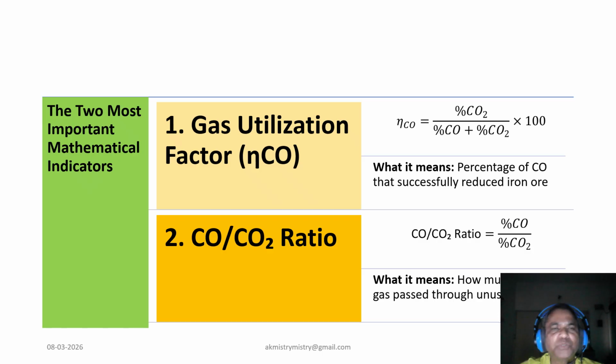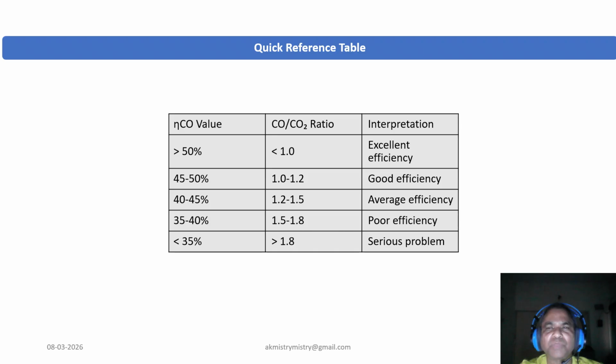Now that we have the formula, we need a benchmark. So what do these numbers actually mean? This table gives us a guide. Look at the relationship here. Excellent efficiency, that is above or around 50 eta CO, corresponds to a CO/CO2 ratio of less than 1.0. That means you have more CO2, the product of reduction, than CO, the unused gas, in your top gas. So that's the sweet spot.